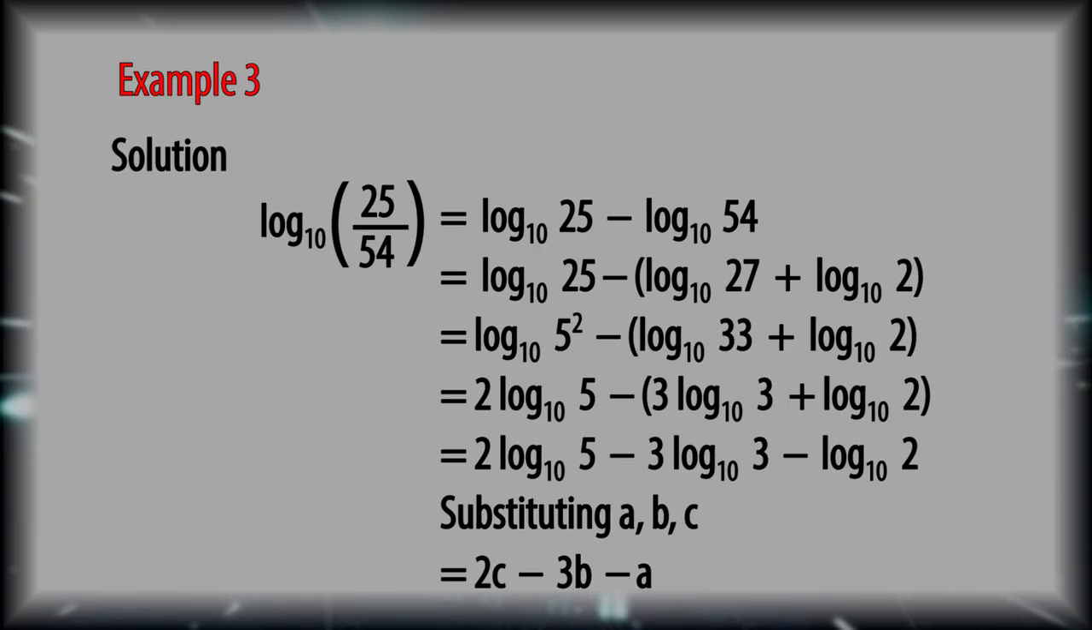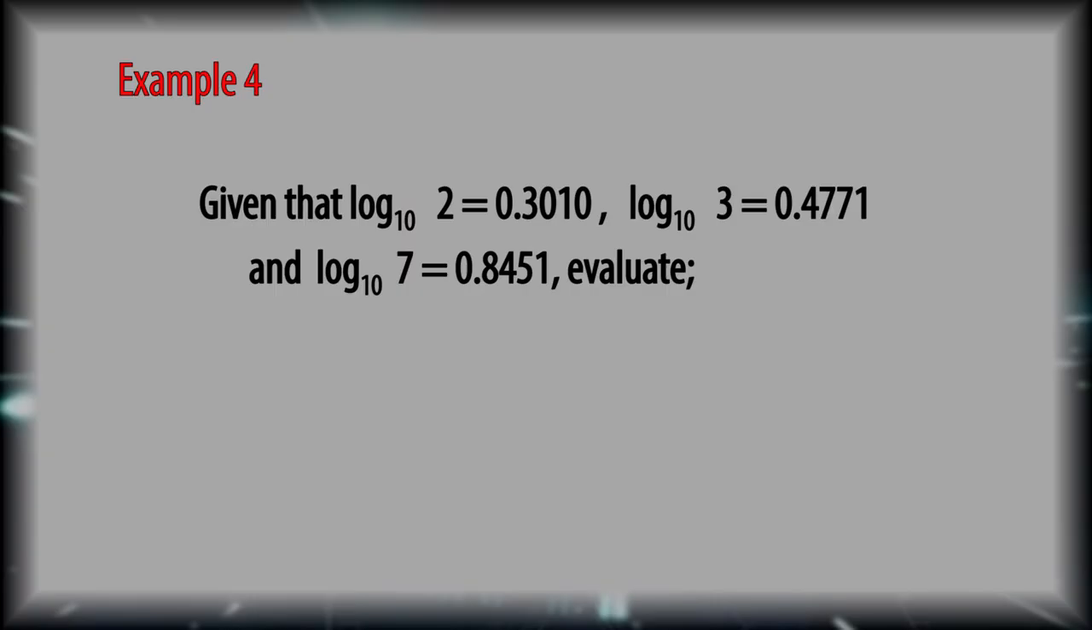I'm sure you can see how we are getting our C and B and A coming into our equation just by substitution. The next example says, given that log base 10 of 2 is equal to 0.3010 and log base 10 of 3 is equal to 0.4771 and log to the base 10 of 7 is 0.8451, evaluate log base 10 of 84.